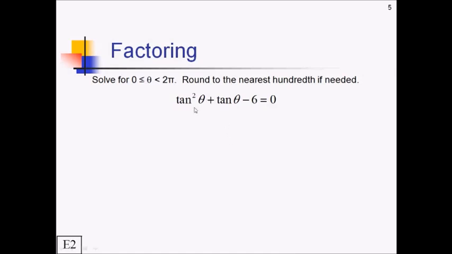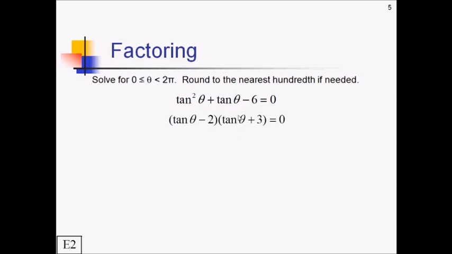All right, so if these were x's, I would factor this into x minus 2 and x plus 3, two numbers that multiply to negative 6 and add up to positive 1. Well, instead of using x's, I'm going to do tan of theta minus 2 times tan of theta plus 3. And if you were actually to FOIL this out and combine like terms, we would get what we started with.